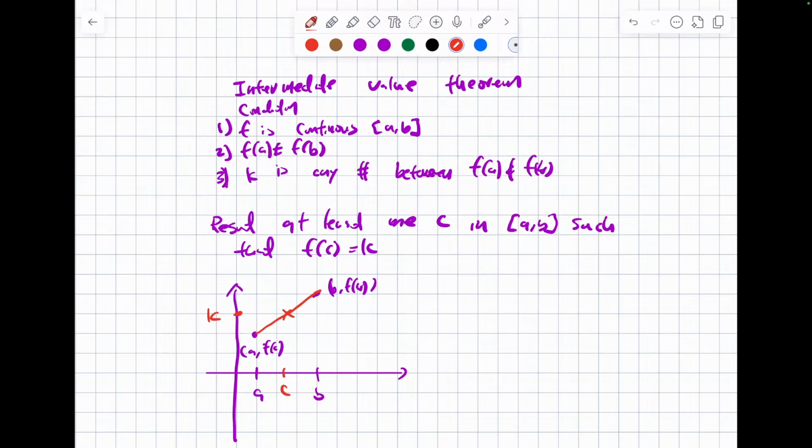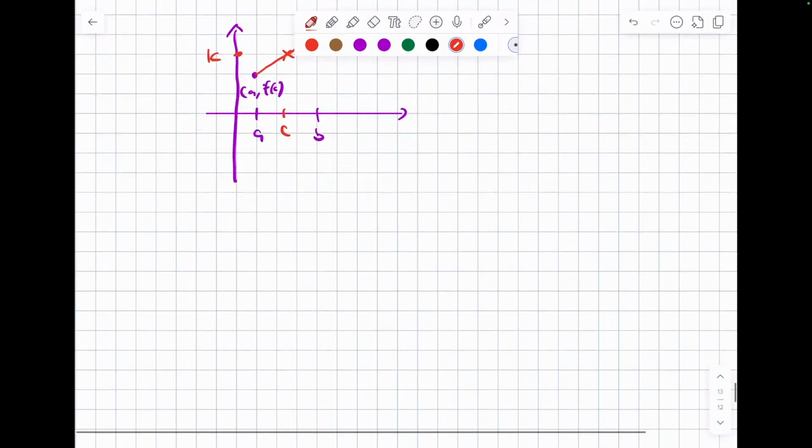On the AP exam, pretty much they just want you to say that since it's continuous, and k is a value between f(a) and f(b), then there's a c that must go through it, and that's all you have to do. This is one of the theorems that I always put on the AP exam. The second theorem is called the Squeeze Theorem, which is not very often, but it will be on my test.